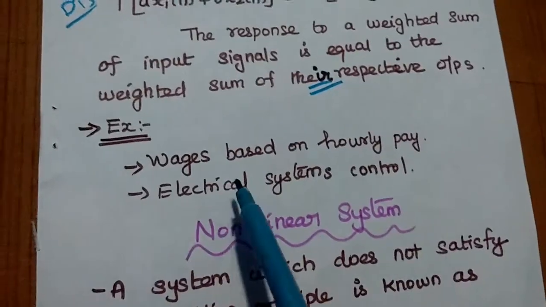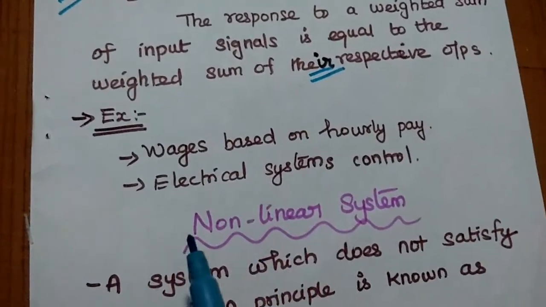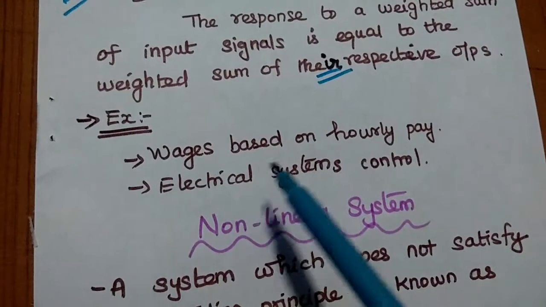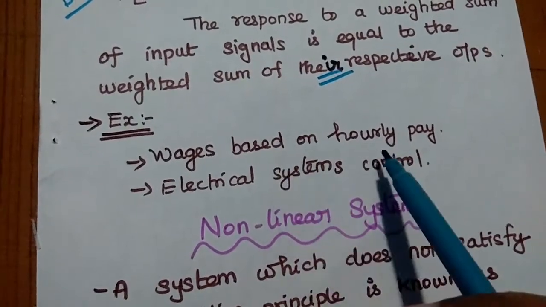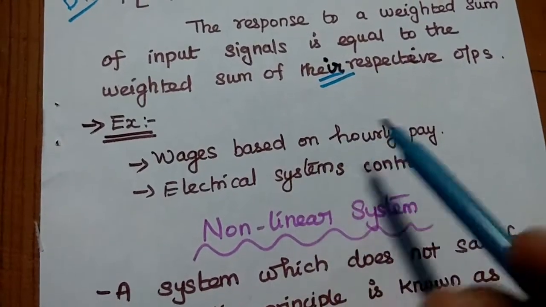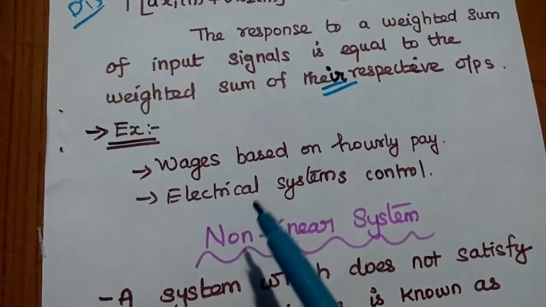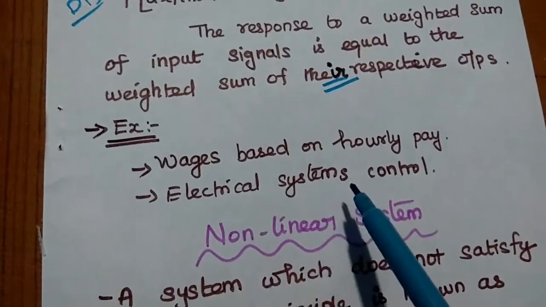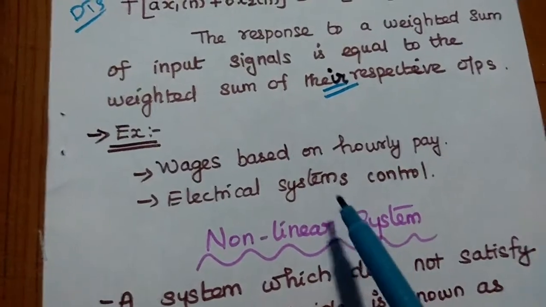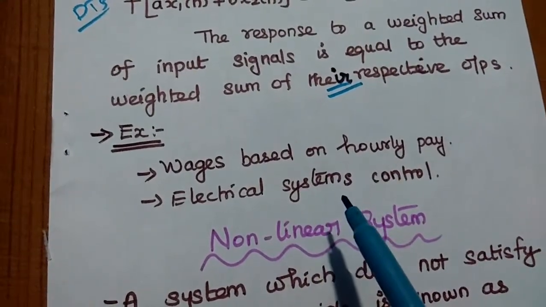Here is a real-time example of a linear system. Generally, calculating wages based on hourly rate comes under linear. Likewise, all electrical system controls come under linear systems.